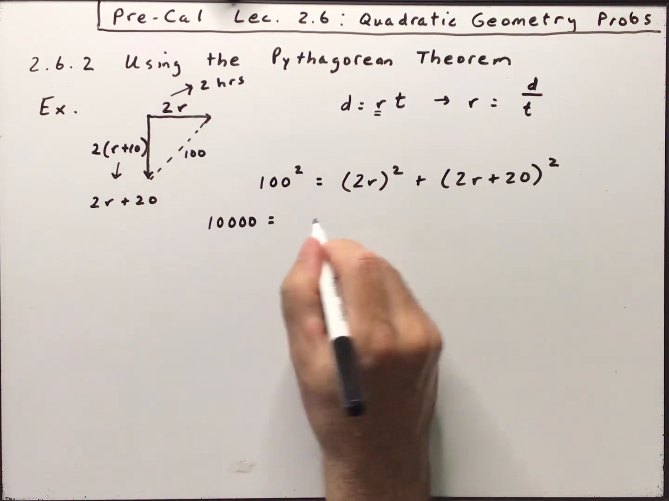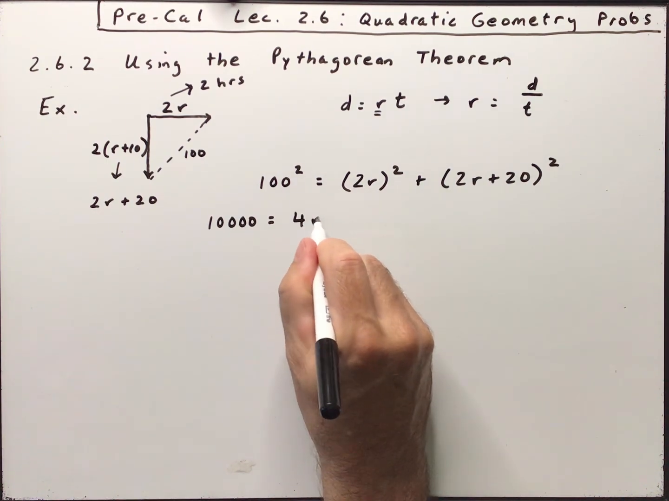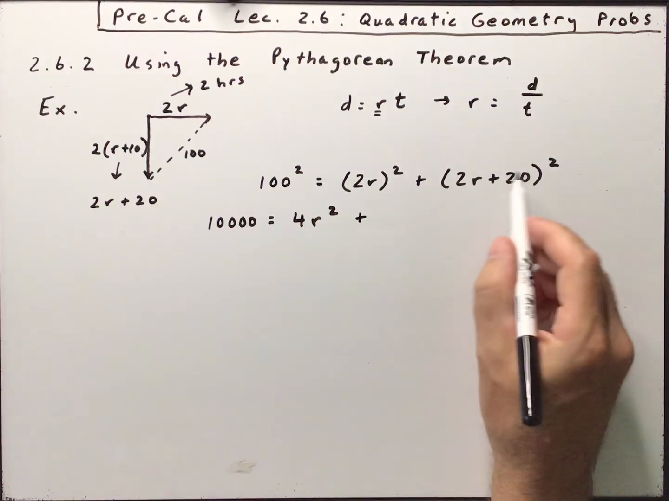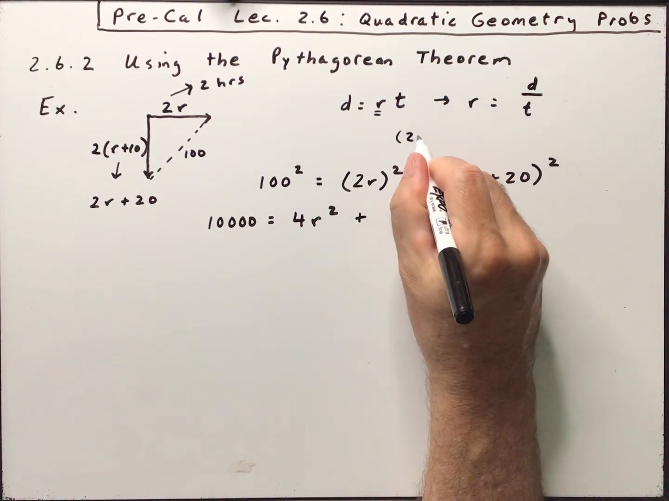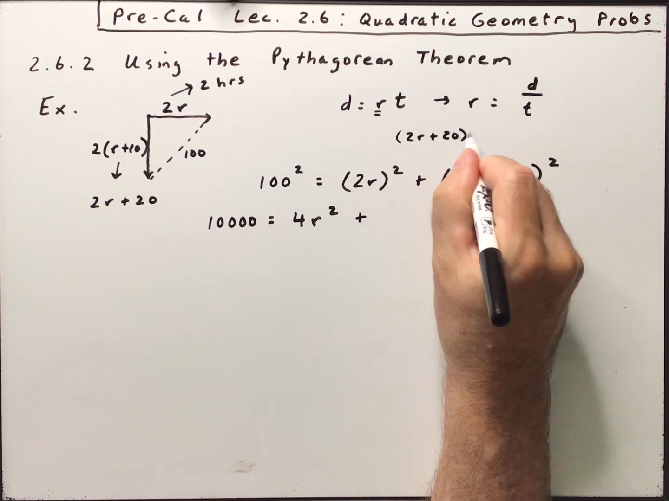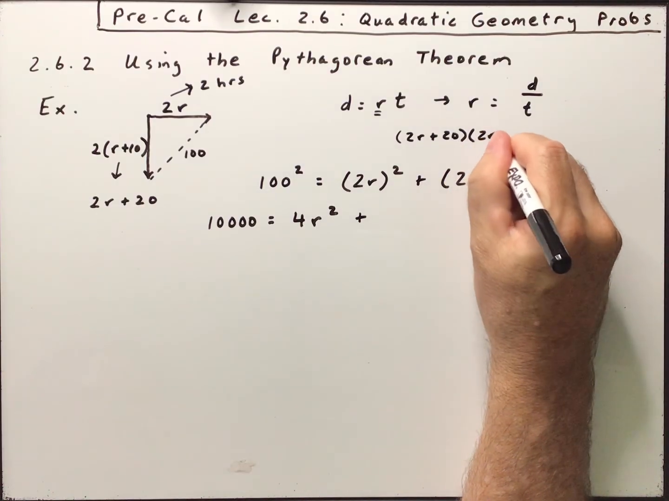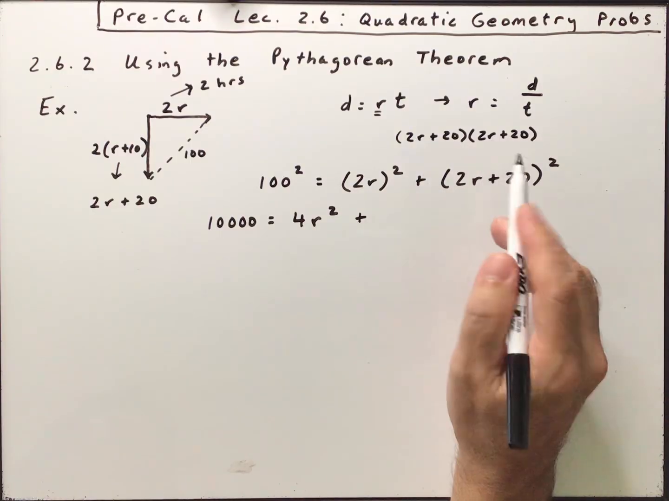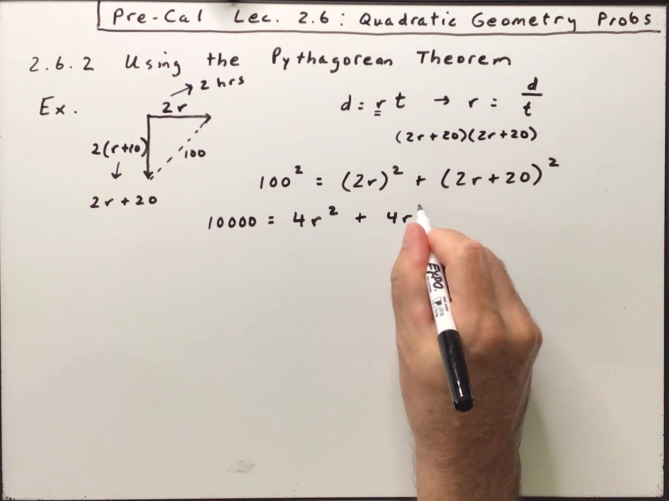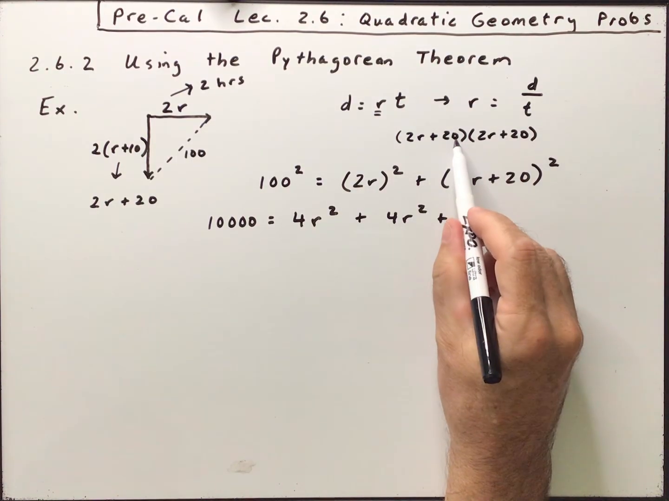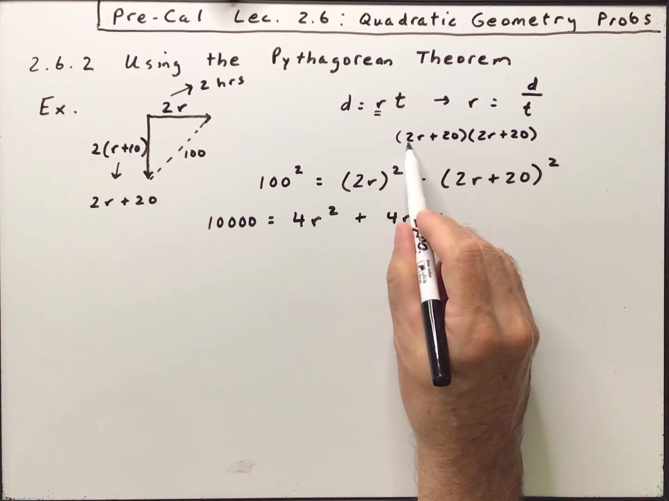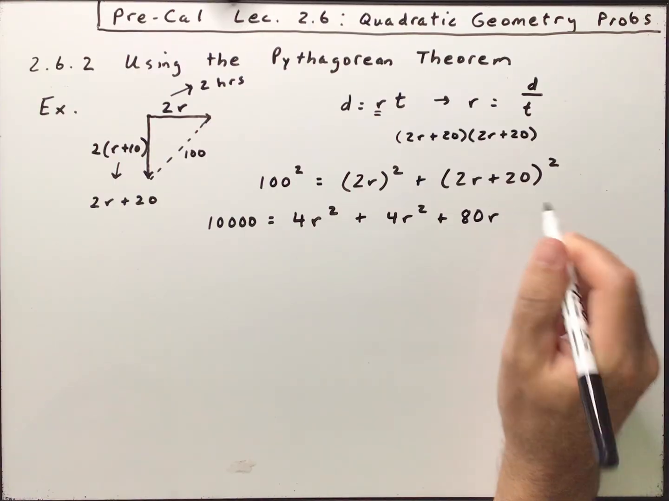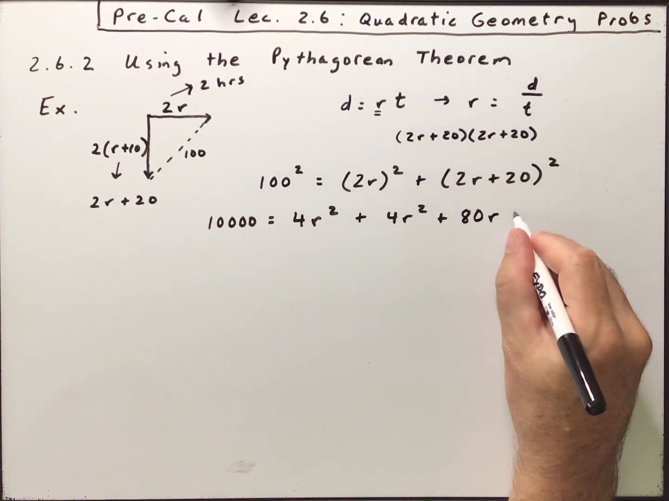Is equal to 2 squared is 4. So it'd be 4r squared plus, and then you got to FOIL this out. So it'd be 2r plus 20 times 2r plus 20. Right? So 2r times 2r would be 4r squared plus 20 times 2r is 40r plus another 2r times 20. That's going to be 80r. And then 20 times 20 would be plus 400.